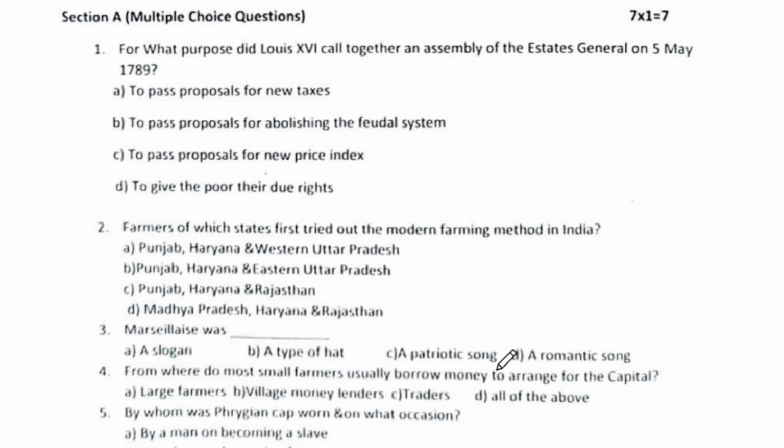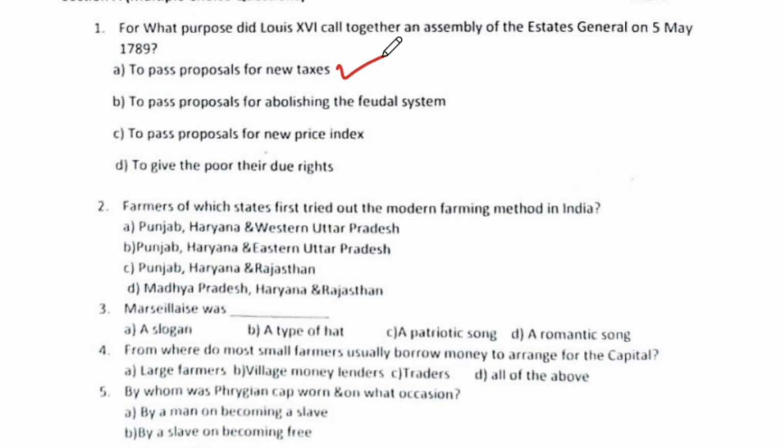Okay, so we'll go into the questions. First, section A, multiple choice questions. For what purpose did Louis XVI call together an assembly of the Estates General on 5th May 1789? The options are the proposal of new taxes, to pass a proposal of abolishing, to pass the proposal of new price index, or to give poor their rights. The answer is to pass the proposal of new taxes.